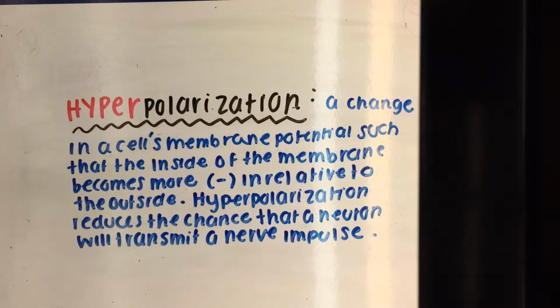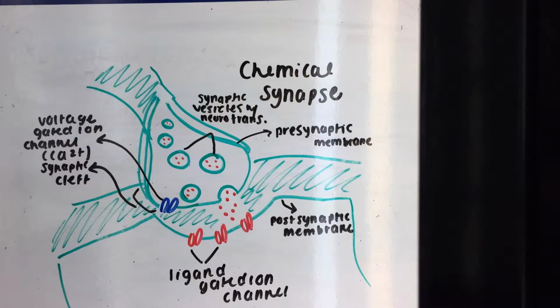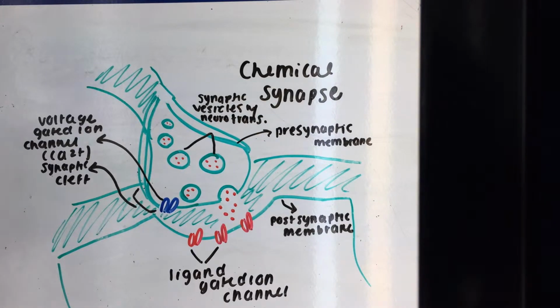Voltage-gated ion channels open and close based on the membrane potential and the concentration of sodium and potassium ions. In the presynaptic terminals, synaptic vesicles store various neurotransmitters that are released into the synaptic cleft, the area between pre- and postsynaptic neurons at chemical synapses.